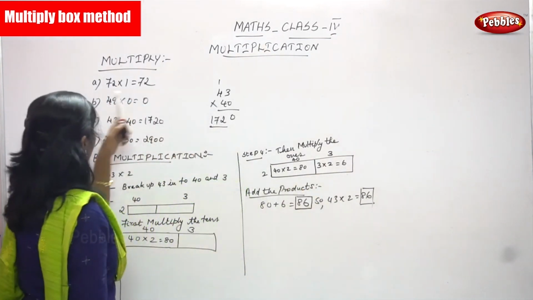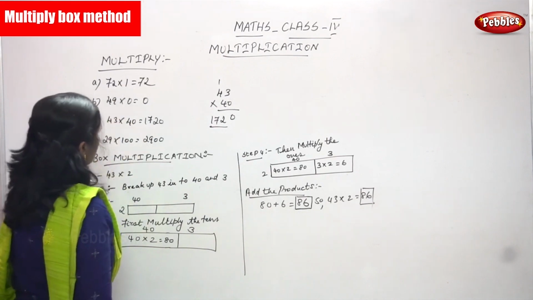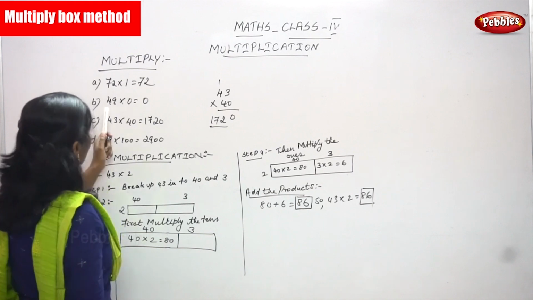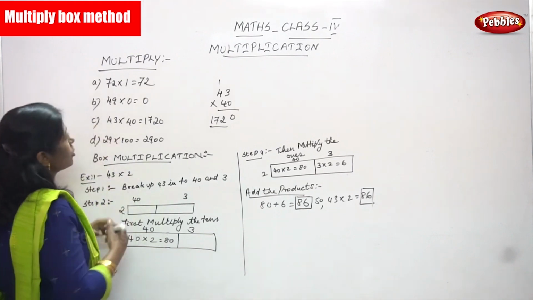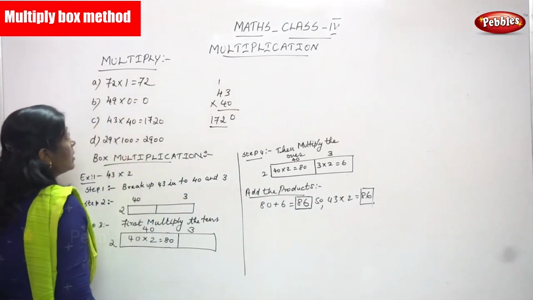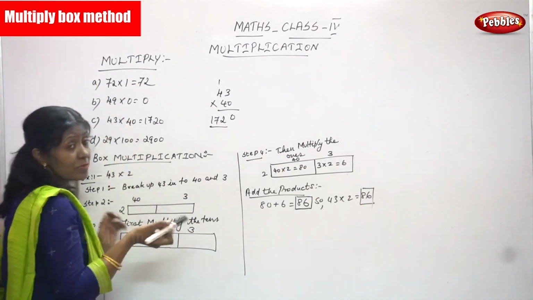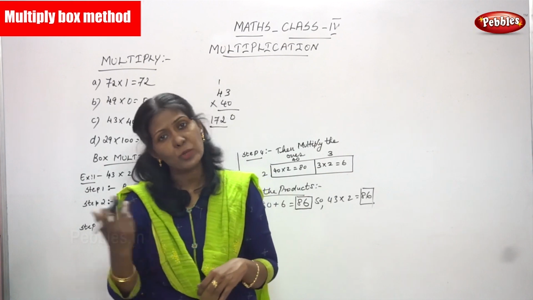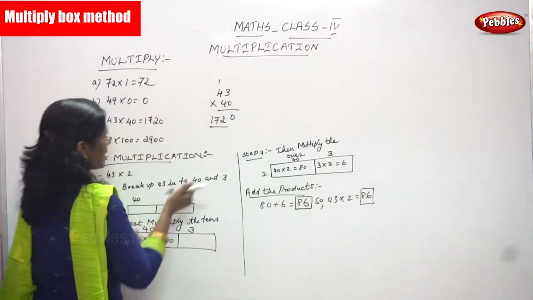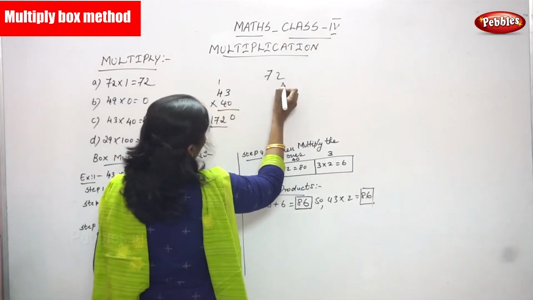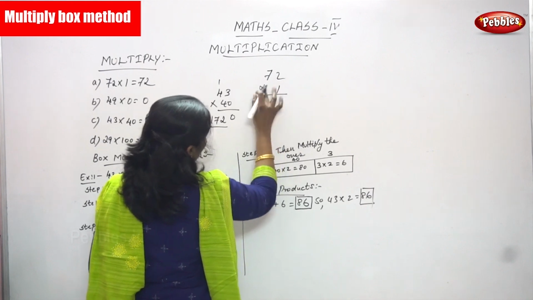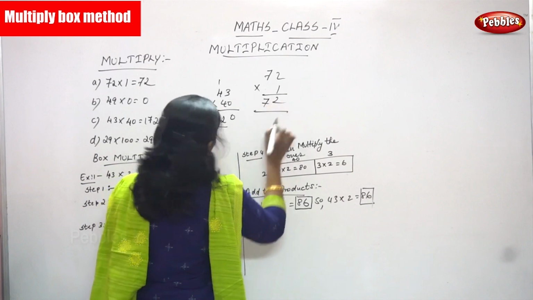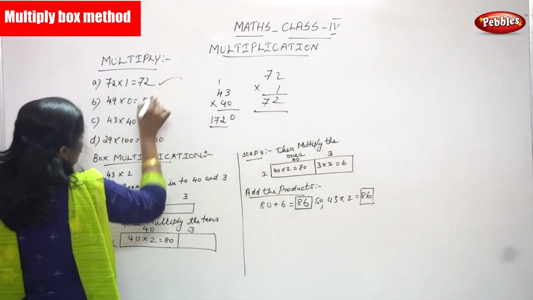First one is multiply 72 into 1. So we are going to solve the problem. 72 into 1, I told you rule 1 is applicable here. Whatever the number is, when multiplied by 1, you get the same number as the product. So 72 into 1 you get 72. If you want, you can do it this way: 1 twos are 2, 1 sevens are 7. So rule 1 is applicable.